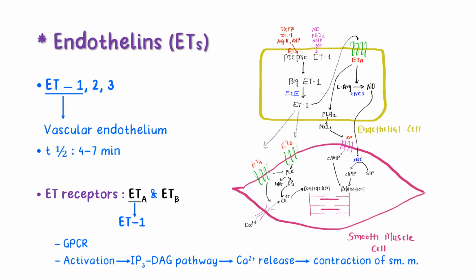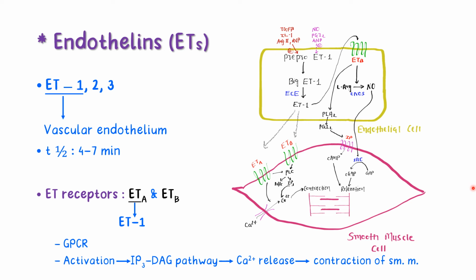Pre-pro-endothelin 1 synthesis is increased by transforming growth factor beta, interleukin 1 and other vasoconstrictor peptides like angiotensin 2 and vasopressin. On the opposite side, vasodilators like nitric oxide, prostacyclin and atrial natriuretic peptide inhibit synthesis of pre-pro-endothelin 1. Pre-pro-endothelin 1 is then broken down to big endothelin 1, which is converted to endothelin 1 with help of endothelin converting enzyme. This is similar to angiotensin, in which angiotensin 1 is converted to angiotensin 2 with help of ACE.